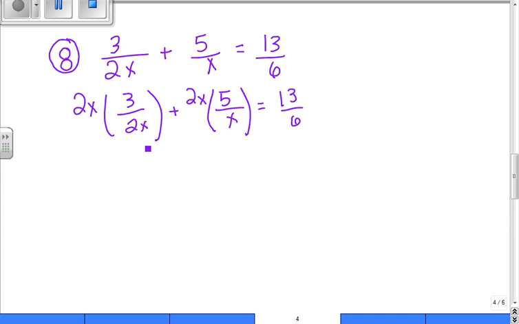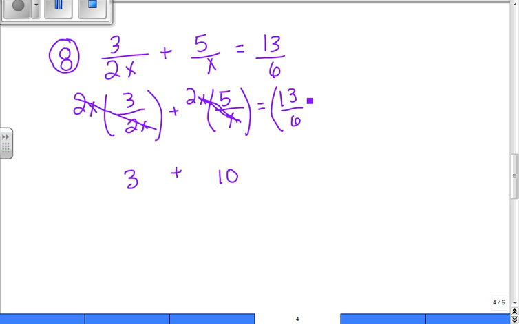Okay, 2x divided by 2x, well, those cancel. So we're left with 3. 2x divided by x, the x's cancel. So we're left with 2 times 5, which is 10.